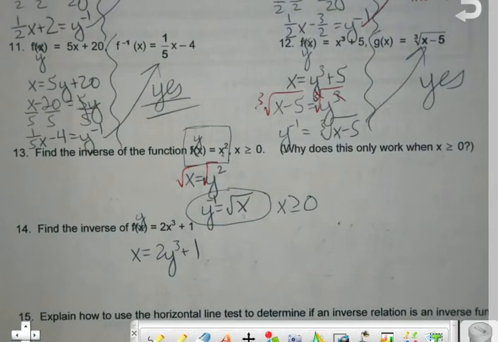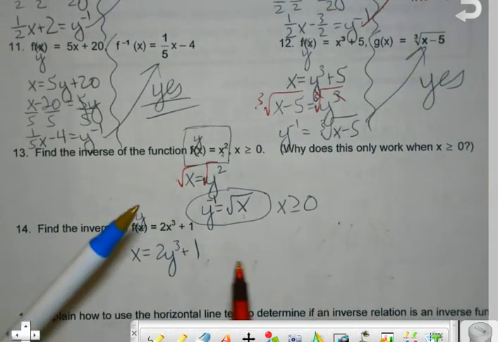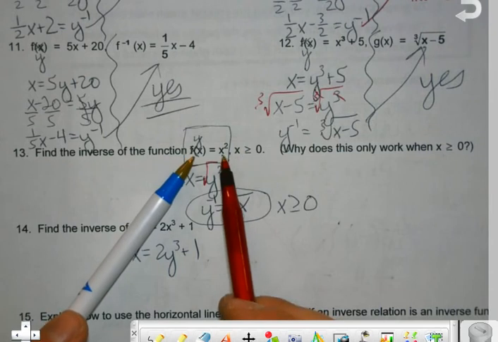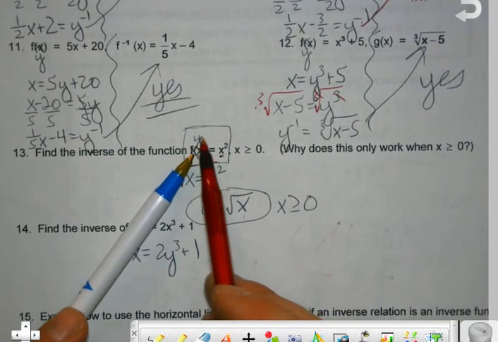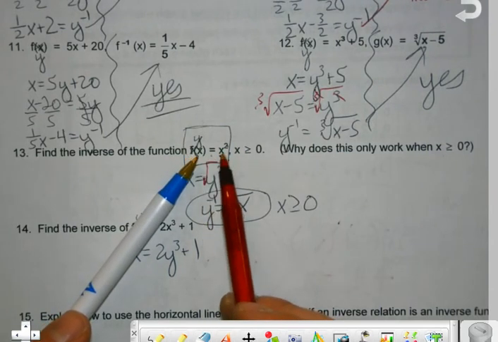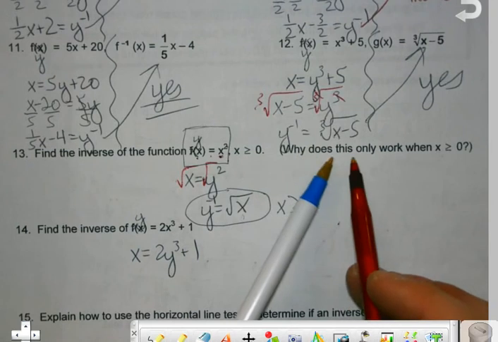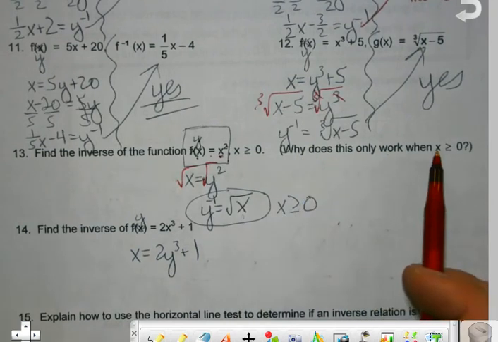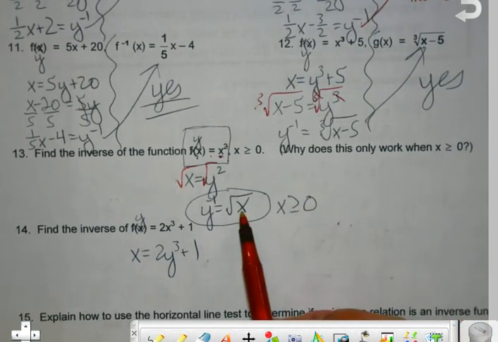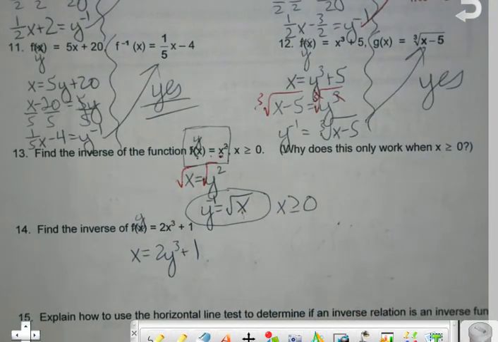Okay. All we did here was we took the expression f of x, which is y, equals x squared. I switched the x and the y, just like I've been doing on the rest of them. And then I'm solving for y. When they're asking me, why does this only work when x is greater than or equal to 0? If I tried to plug a negative number in here for x, in the calculator, I'm going to get an error message. Because I can't take the square root of a negative. We know we can pull an i out, still take care of it. But the calculator only works with real numbers.